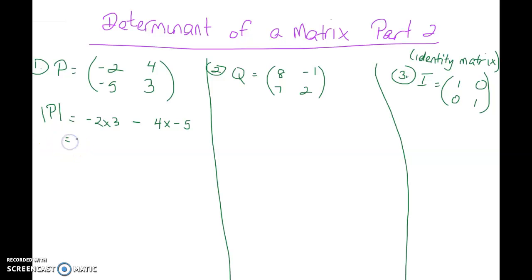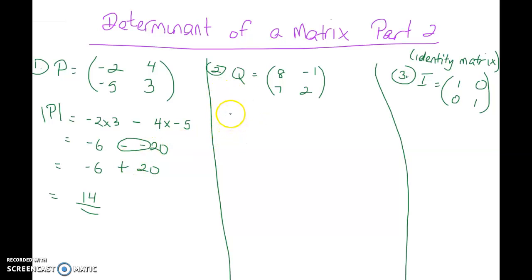So -2 times 3 is -6, which you take away. 4 times -5 is -20. Again, now remember, two negatives give me a positive, right? So I already get -6 plus 20. My final answer will be 14. The determinant of this matrix is 14.